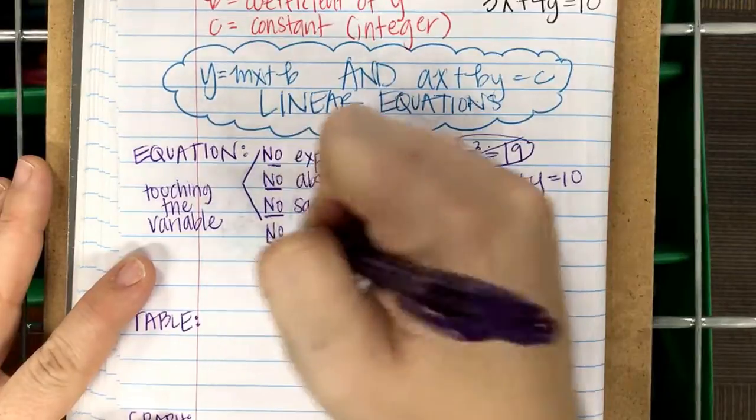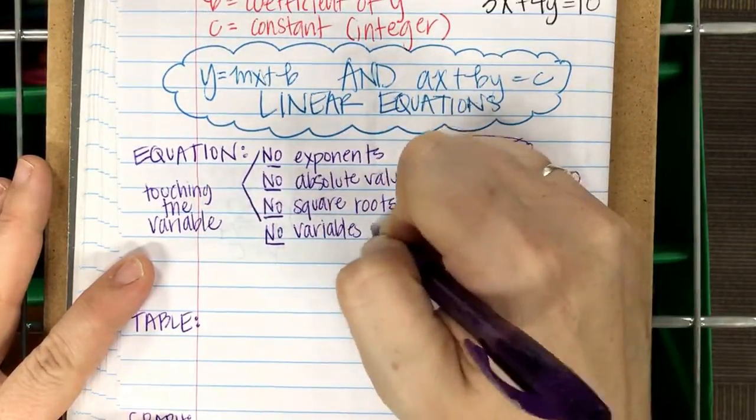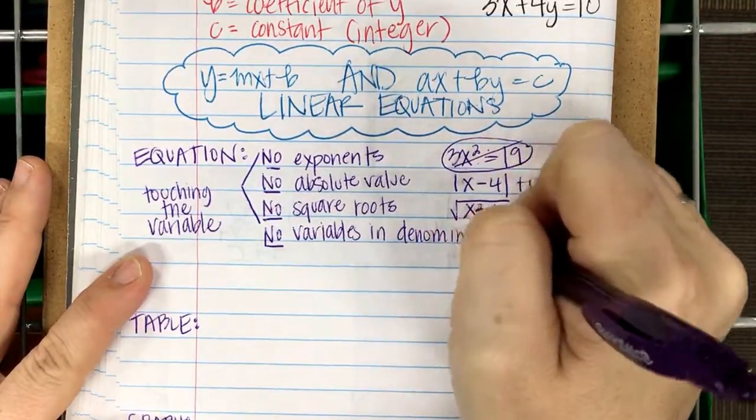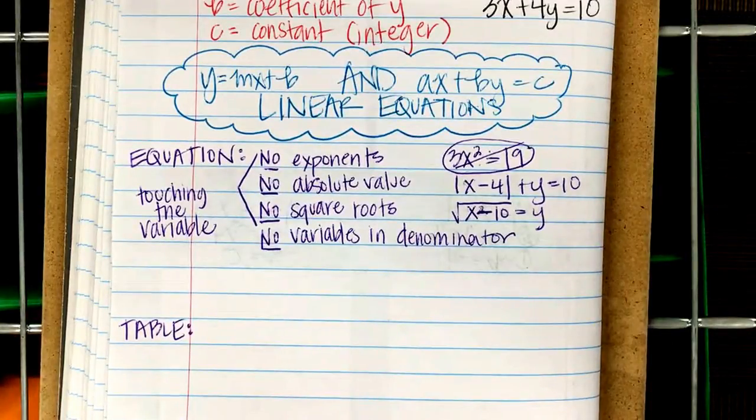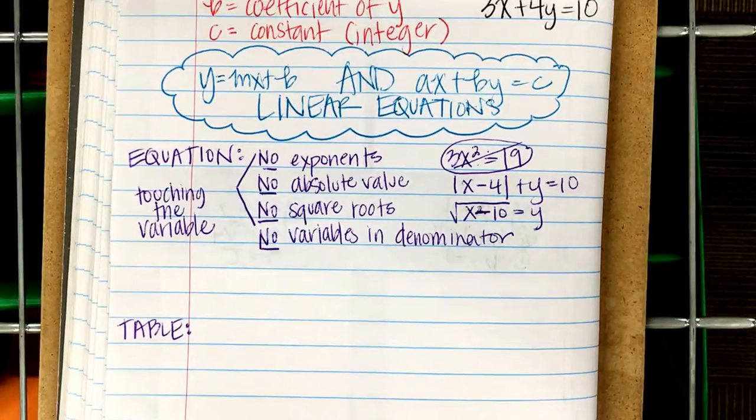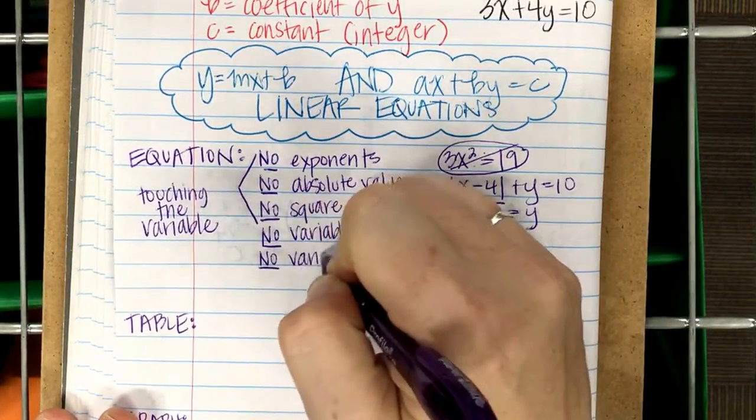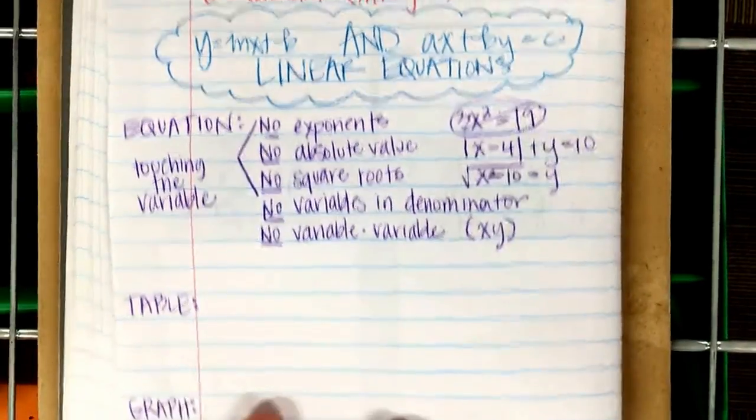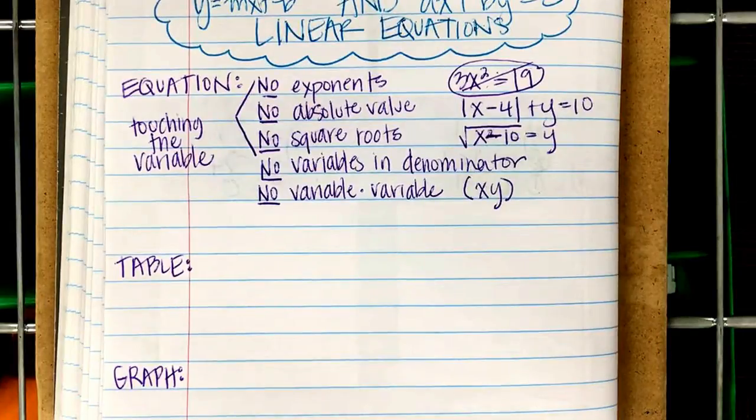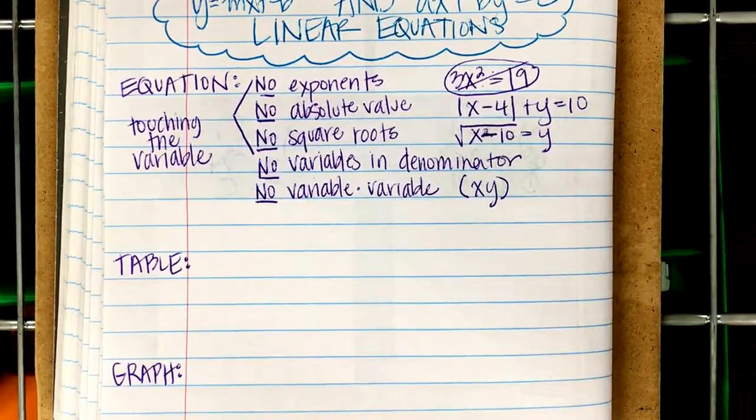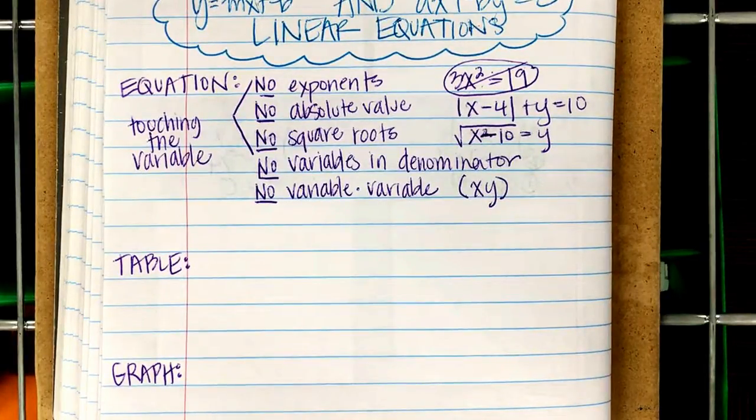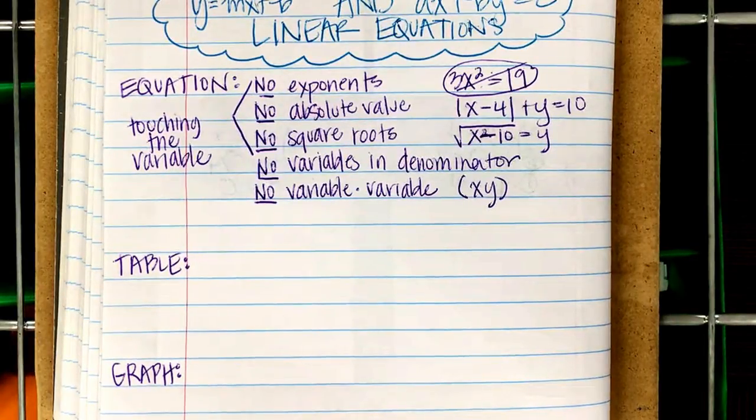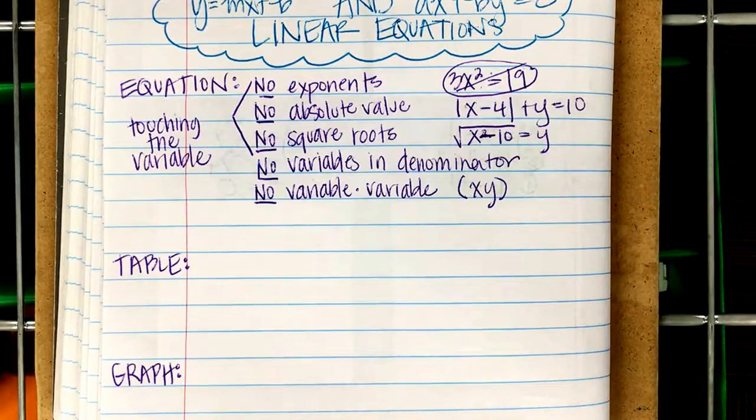There can be no variables in the denominator. And there can be no variable times a variable, like x times y, combined variables. If your equation meets the requirements, there are no exponents, no absolute value, no square roots, no variables in the denominator, no variable times a variable, it's linear. So you can look at it and use these tools to help you.